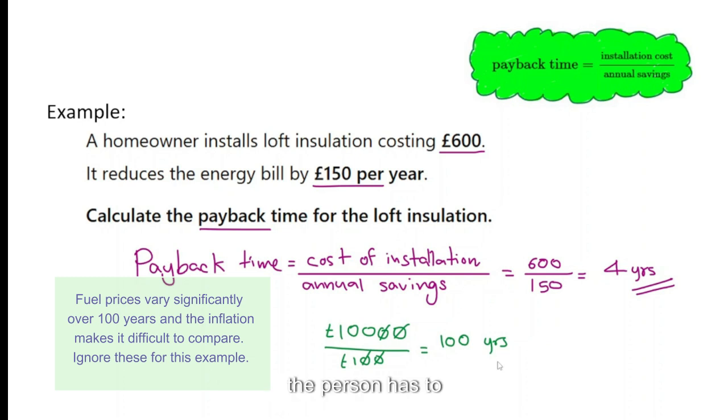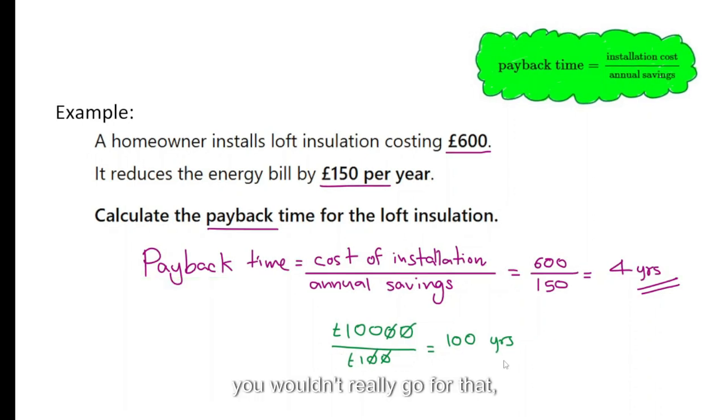So the person has to spend £10,000 and will just cover the cost in 100 years. So if you live in that same house for more than 100 years, only then do you get your cost back and it becomes a profit. That's not really going to be practical. So that's a bad one. You wouldn't really go for that. But 4 years, that's definitely good.